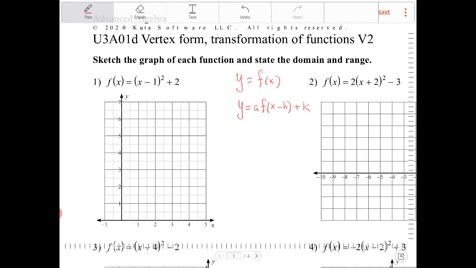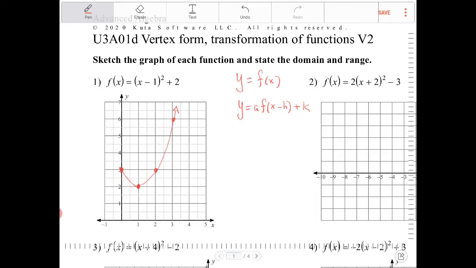I immediately am able to pinpoint what the vertex is. This is located at 1, 2. So this is going to be my vertex right there. The parent function has no vertical stretch, so therefore it's going to look like this. I'm sorry, I made a mistake. That's what happens when you're talking to yourself. So it's 1, 2. I graph 2, 1 there. So it's going to look like this, and then it's going to look like that.